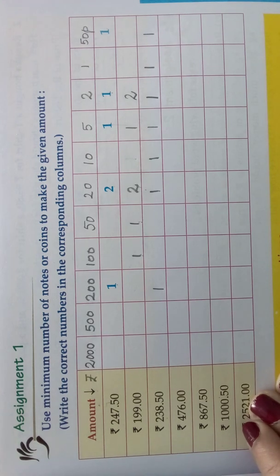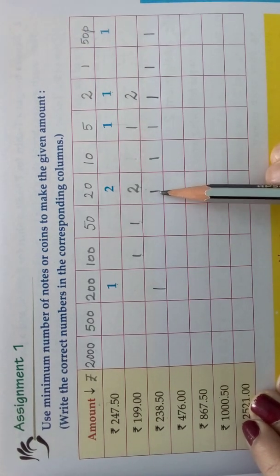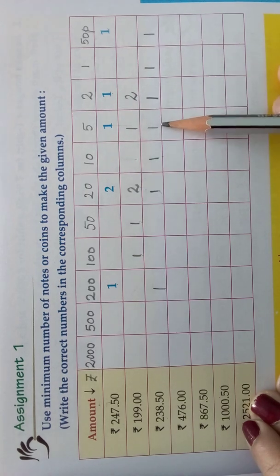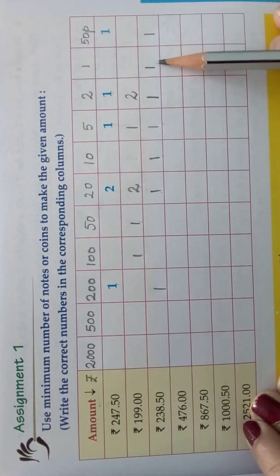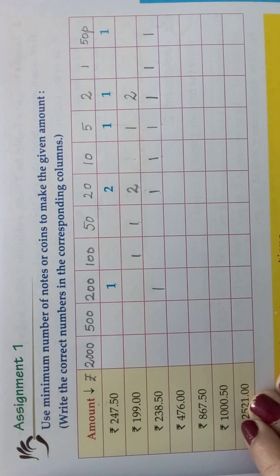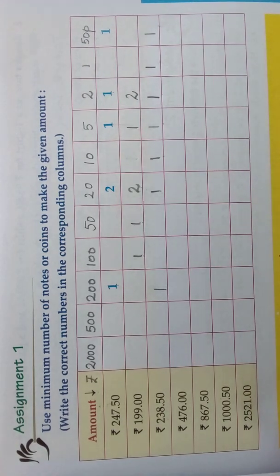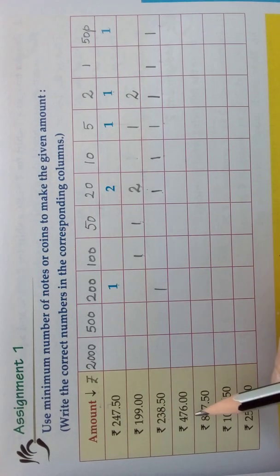238 rupees. Understood children? One 200 rupees, one 20 rupees, one 10 rupees, one 5 rupees, one 2 rupees and one 1 rupee and one 50 paise. Okay? Understood? So in this way I can make it. Very easy, no? Come, I will do one more sum.